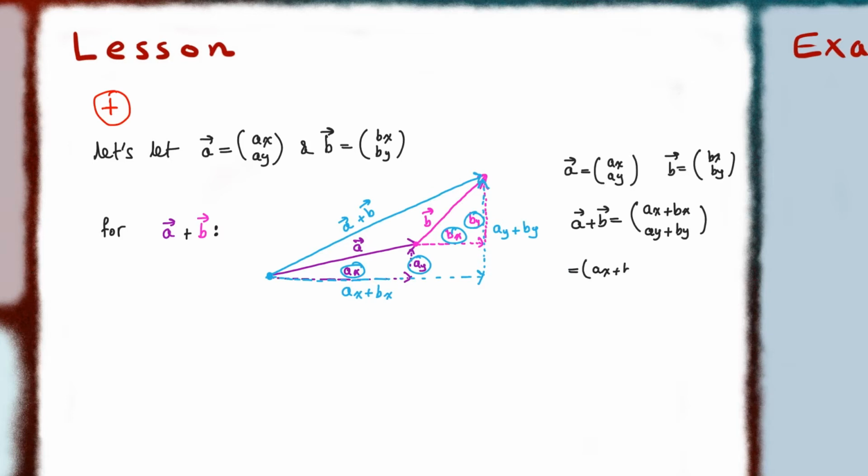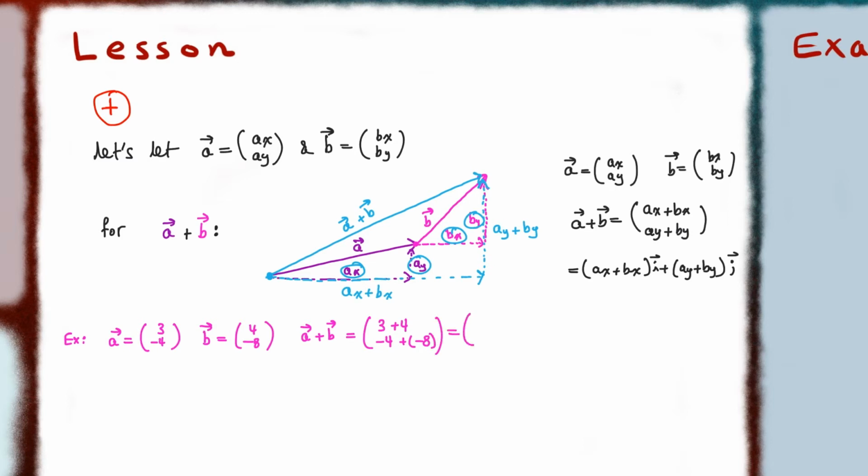Note that this can also be written in the unit vector form, where the x components correspond to the unit i vector and the y components correspond to the unit j vector. Here's a very quick example. Vector A has x and y components of 3 and negative 4, and B has x and y components of 4 and negative 8. If we add the two vectors, we add the individual x components, 3 plus 4 for x, and negative 4 and negative 8 for y, giving us a final answer of 7 as our x component and negative 12 as our y component.